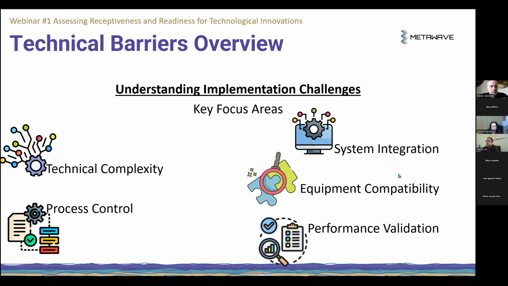The final domain of barriers is about the technical barriers. There are, again, 5 key areas that should be explored. The key focus areas relate to the technical complexity, process control, system integration, equipment compatibility, and performance validation.